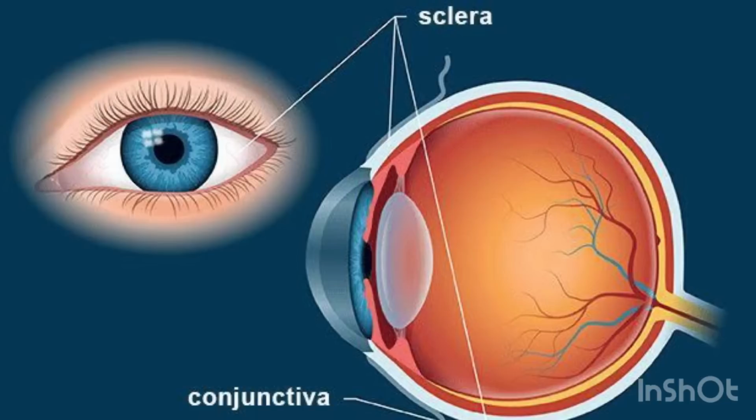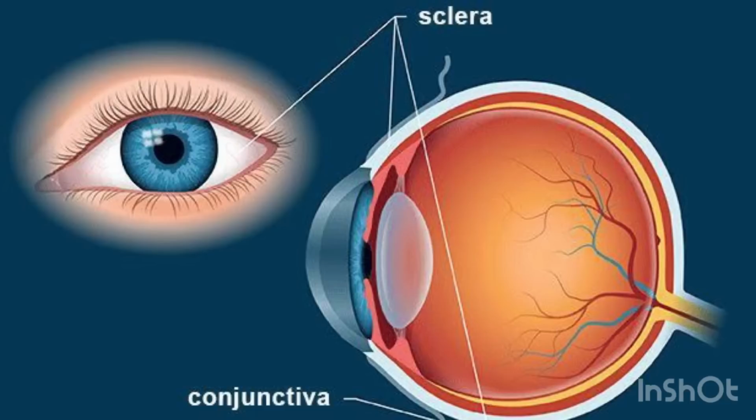Then I'm going to discuss its function. The primary function of the sclera is to provide a protective outer shell for the eye's internal structures, helping to shield them from external impact, injuries and infection. Additionally, the sclera, along with the cornea, contributes to maintaining the eye's shape and the integrity of the eyeball.